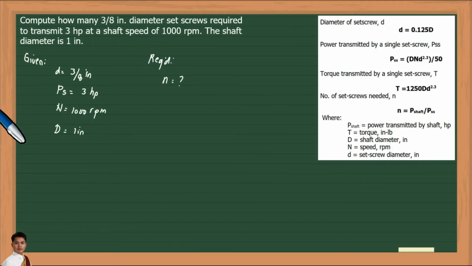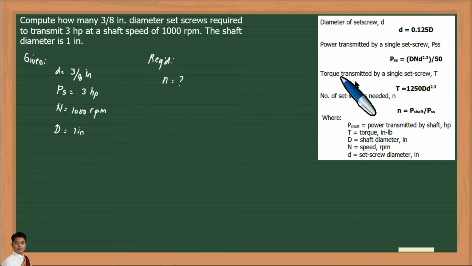Next problem, compute how many 3/8-inch diameter set screws are required to transmit 3 horsepower at a shaft speed of 1,000 RPM. The shaft diameter is 1 inch. So the required here is the number of set screws. Okay, so the given, we have the diameter of a set screw, 3/8-inch, and then the power transmitted by the shaft, 3 horsepower. Then we have an RPM of 1,000. So the shaft diameter is 1 inch.